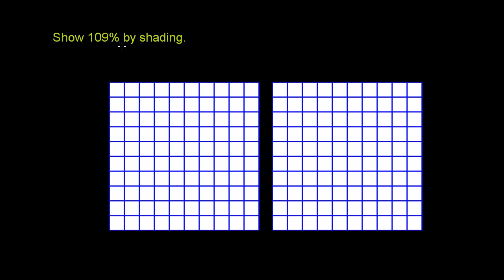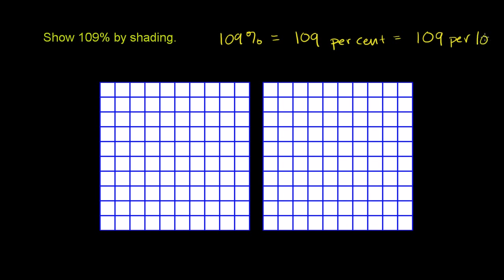Show 109% by shading. So just as a bit of a review, 109%, if we were to write it out, would literally be 109%, which is the same thing as 109 per, and I could write cent again, but that's getting old. Cent means 100, so it literally means 109 per 100. If you had 100 per 100, you're dealing with a whole. But now we have more than a whole. We have 109 per 100.